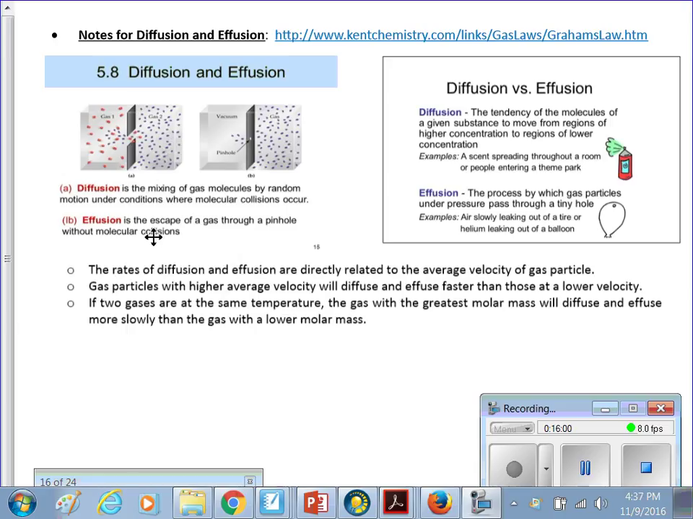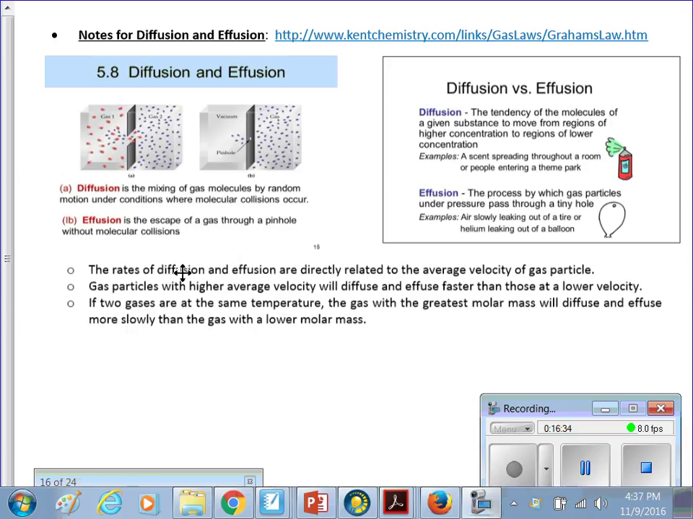Effusion is an escape of a gas molecule through a very tiny pinhole opening without molecular collisions. Okay, so the gas isn't carried by air molecules, it just moves on its own, it moves naturally. So you have a pinhole opening and the gas is able to escape through that pinhole opening. Think about if you get a hole in your tire, or if you pop a small opening in a balloon and you hear the air hissing out of that, that is effusion.